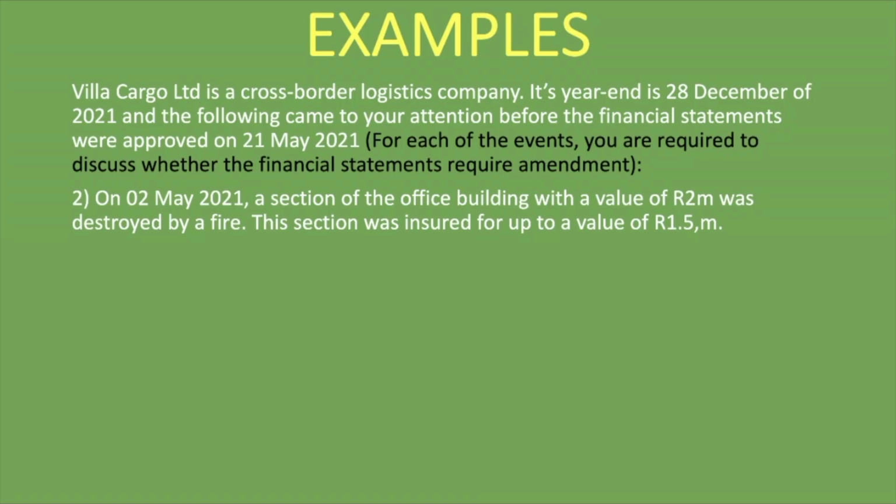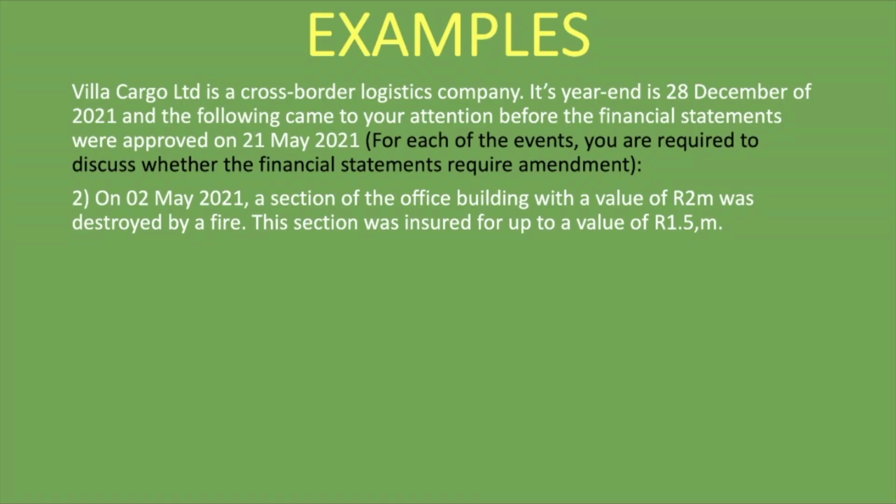Well, if a section of the building with a value of 2 million Rand was destroyed by a fire, the fire happened on the 2nd of May, which is after the reporting period. That means this is a non-adjusting event. Let me give you a hint. If you are dealing with any natural disaster, whether it's fire or an earthquake or anything of that nature, and it happened after the reporting period, you automatically should know that that is likely a non-adjusting event, as we have here, unless you would think that the fire was started before the end of the financial period and we found out about it on the 2nd of May. Obviously, that's ridiculous, but that is exactly what it is, a non-adjusting event.